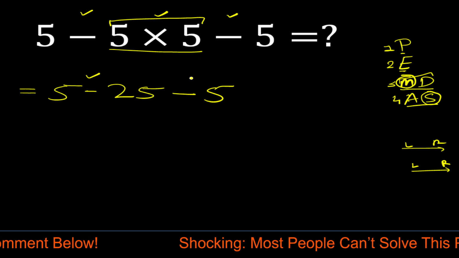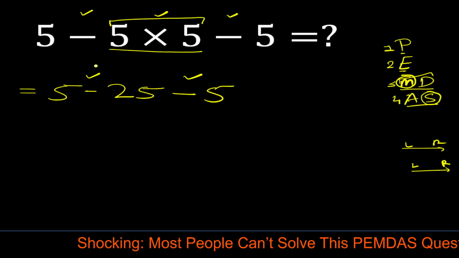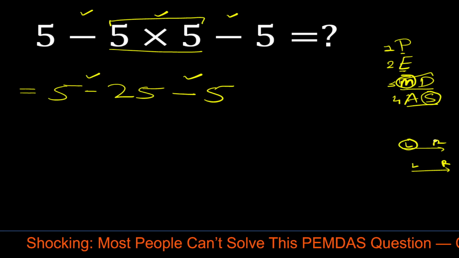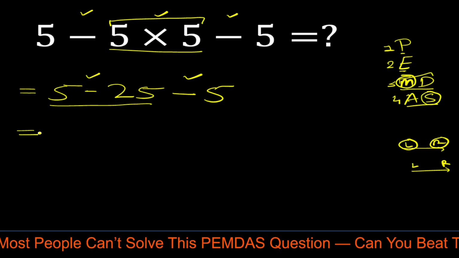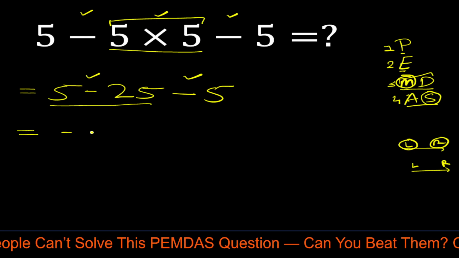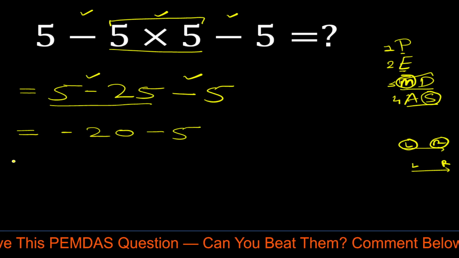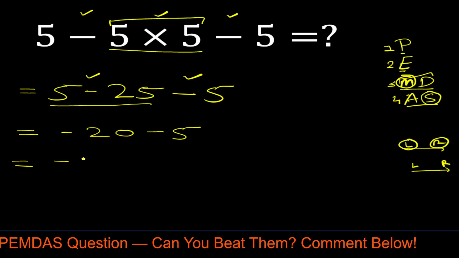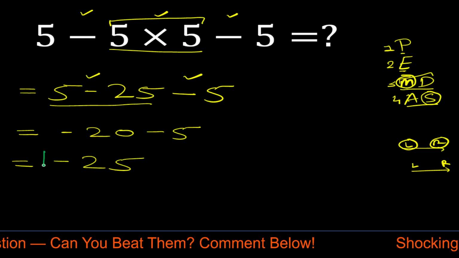Now here we have one subtraction and here we have one subtraction. So both have equal priority, so we have to solve it from left to right. So first we have to solve this subtraction, right? So 5 minus 25 is equal to minus 20, minus 5. Now minus 20 minus 5 is equal to minus 25, right? So the correct answer is minus 25.